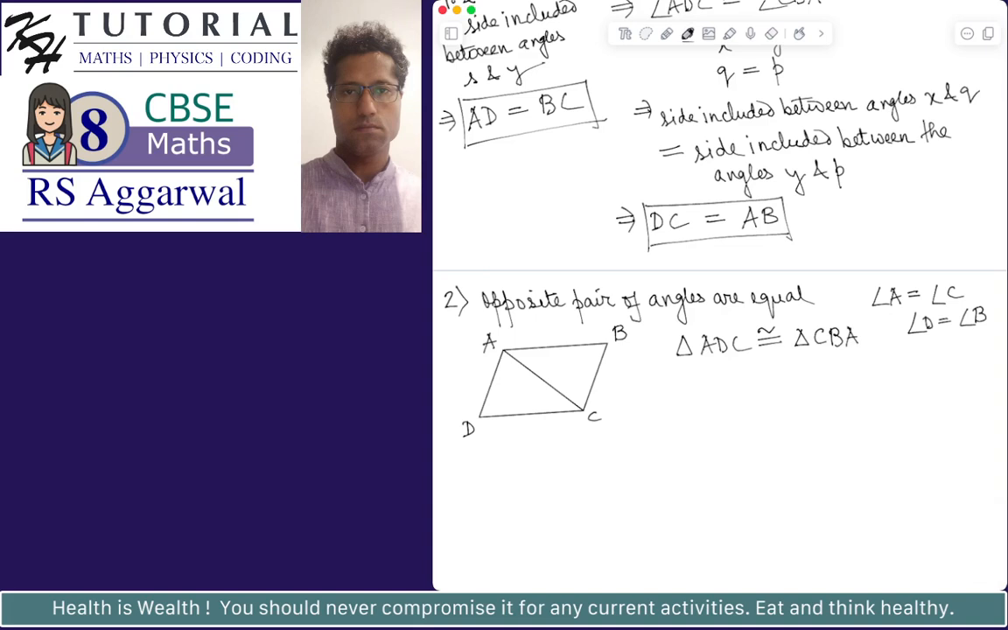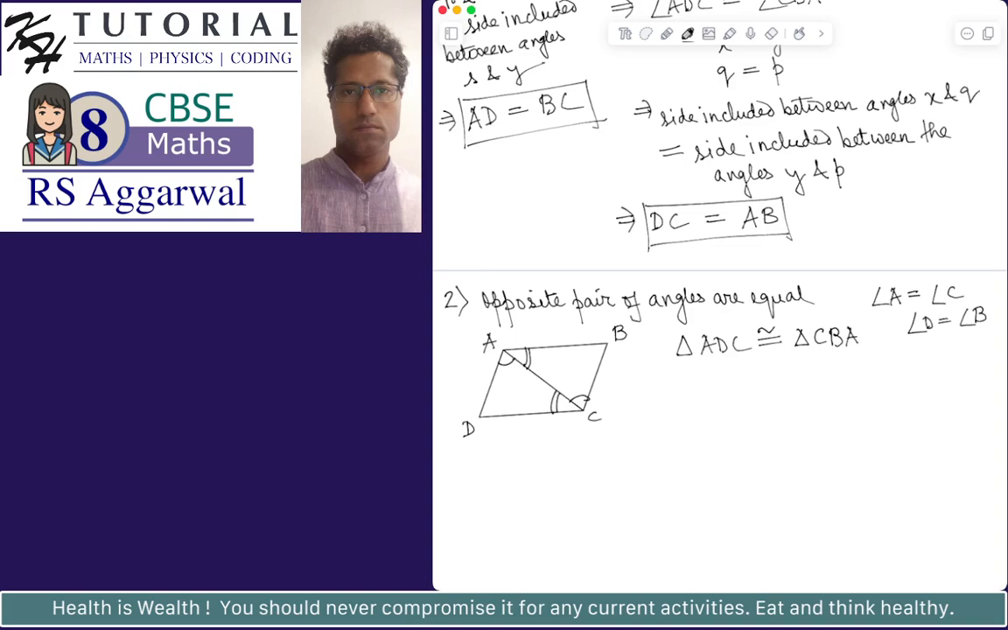Okay, so from here we can say that we already know that this angle is equal to this angle, and we also know that this angle is equal to this angle. So this proves that opposite pair of angles are equal.